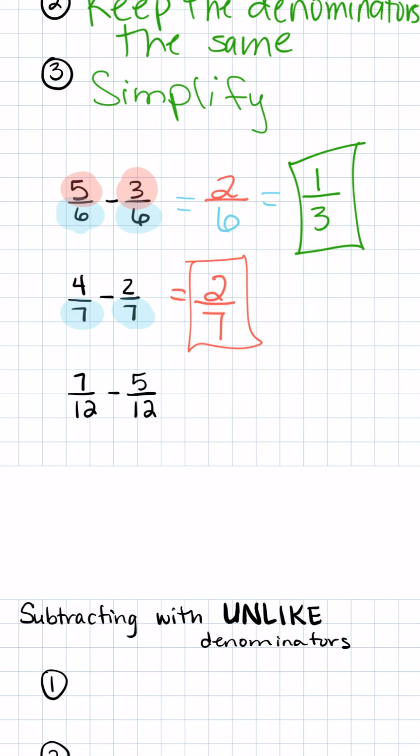This next one, once again, the denominators are the same. We are going to first subtract the numerators. 7 subtract 5 is 2. Keep the denominators the same, over 12. Simplify. 2 can go into 12, so 2 divided by 2 is 1. 12 divided by 2 is 6. Our answer is 1/6.